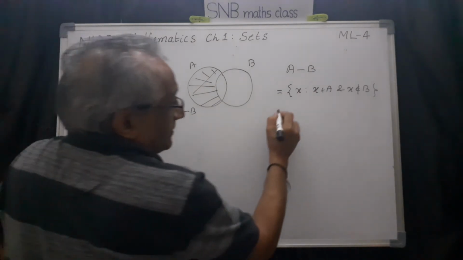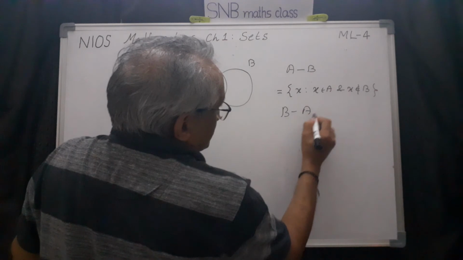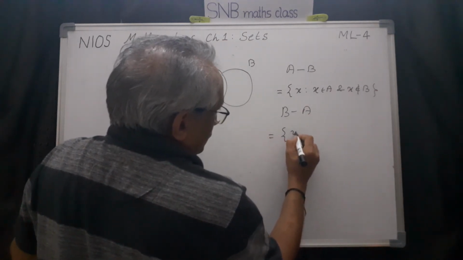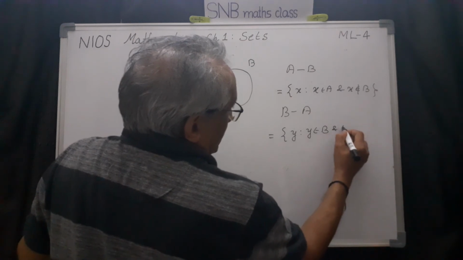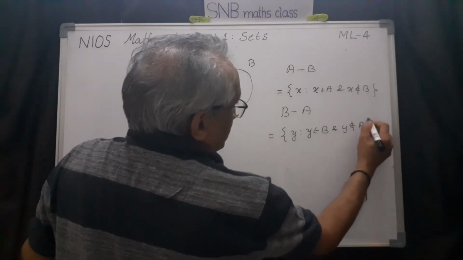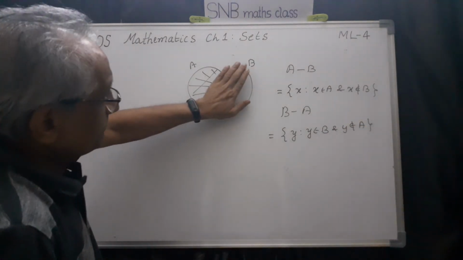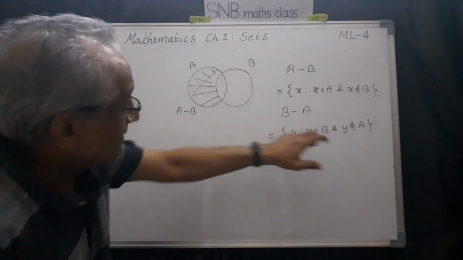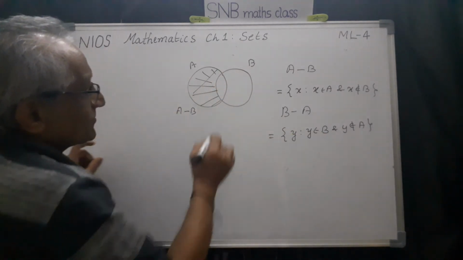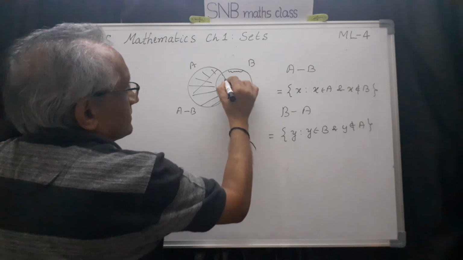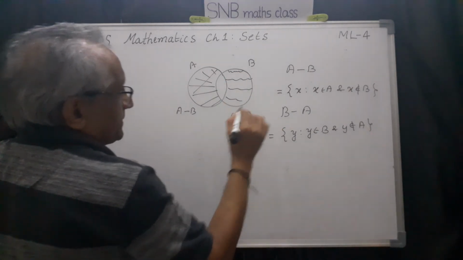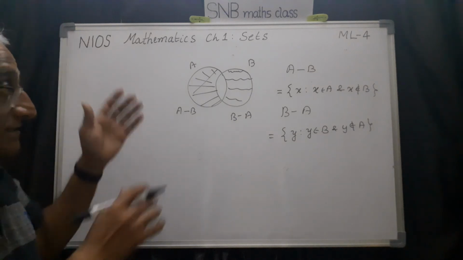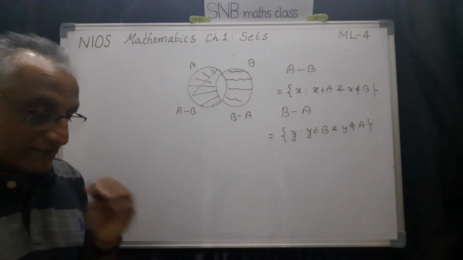Same way, I can also find what is B minus A. B minus A by definition is the set of y such that y belongs to B and y does not belong to A. So it should be in B, but it should not be in A. That means it cannot be here also. So whatever you get here, this is B difference A. So this is the way we can represent the set difference.